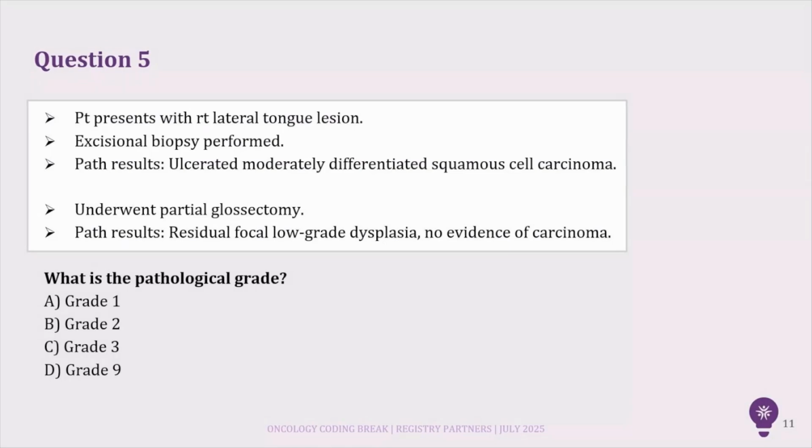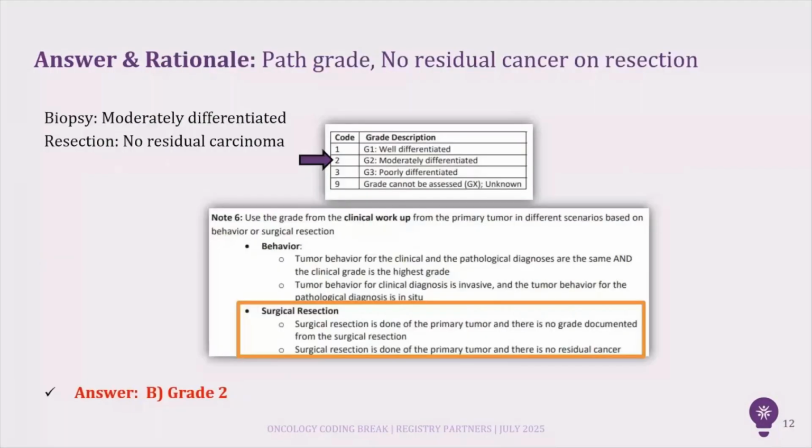So this one we're going to go to note 6, and it says that we can use the grade from the clinical workup. And then under surgical resection, if surgical resection is done and there's no grade documented, or if surgical resection is done and there's no residual cancer. So that's the situation in our case. The patient had resection, so qualifies for pathological stage. We wouldn't use 9. We can use the clinical grade in the pathological grade field. Good job.